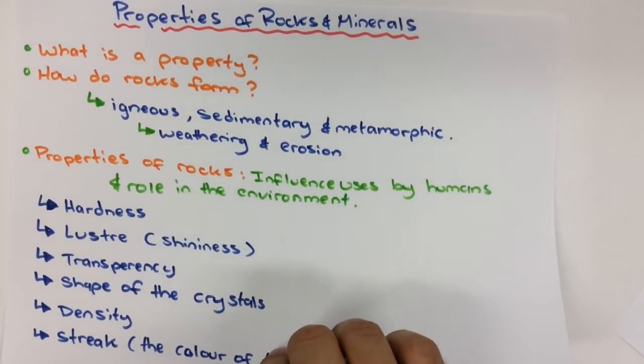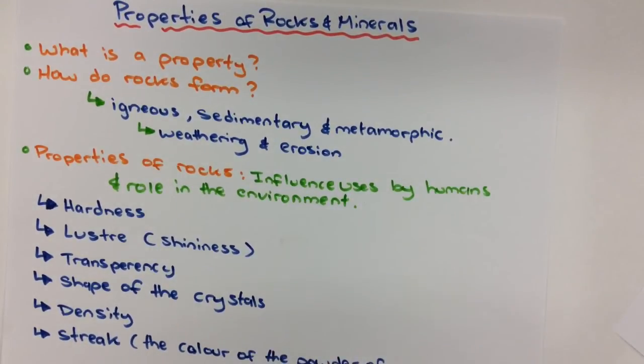So let's summarize our main points that we talked about today. We talked about the properties of rocks and minerals. We talked about some different types of rocks. We talked about erosion and weathering. And we also talked about why we need to know about the properties of rocks and minerals.